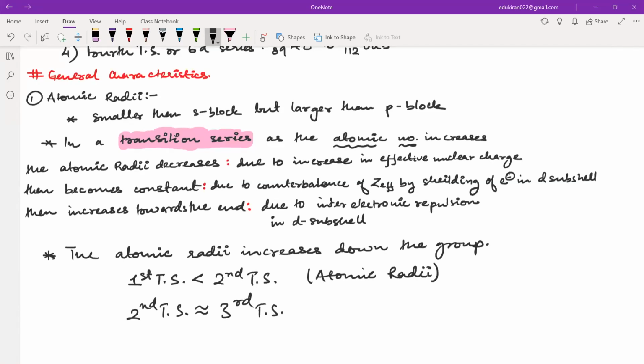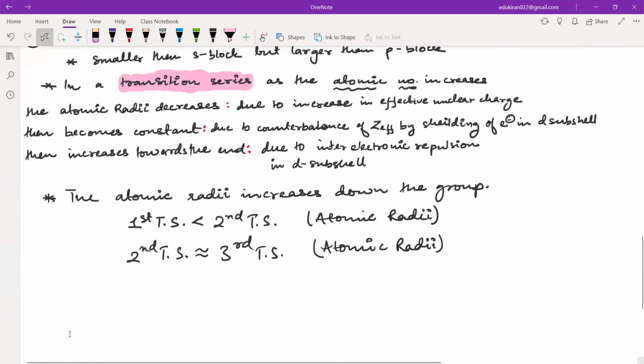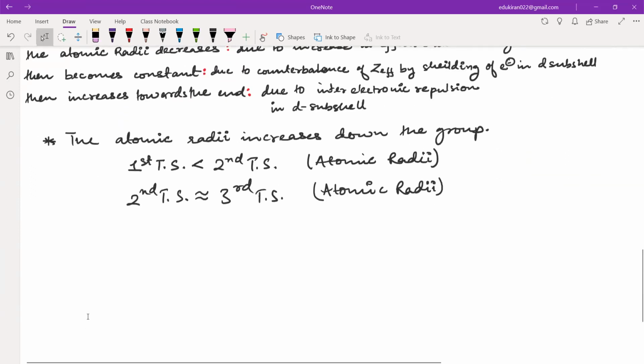They're approximately equal. Here also we are talking about the atomic radii. There was an increase if I go from second to the third transition series because I'm going down the group, but the increase is not well defined. What is the reason for this? So please write here.